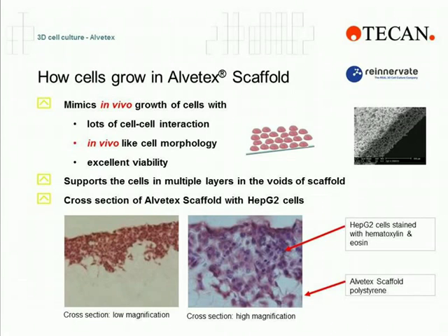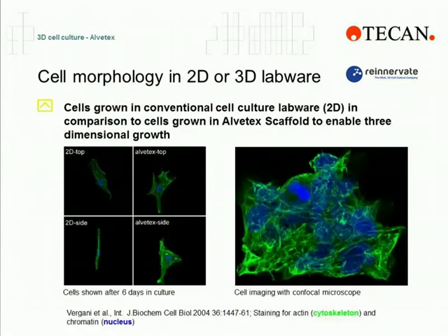So with this system, you can perfectly mimic the in vivo situation, as you have a lot of cell-to-cell interaction, a very in vivo-like cell morphology, and as I already mentioned, a very good cell viability. I think this slide is more or less self-explaining. What you see here is a picture of a 2D cell culture compared to an Alvetex system, and you perfectly see the 3 dimensions of the cell culture, especially in the picture on the right side, and I think we all love this picture. It's really very nice.